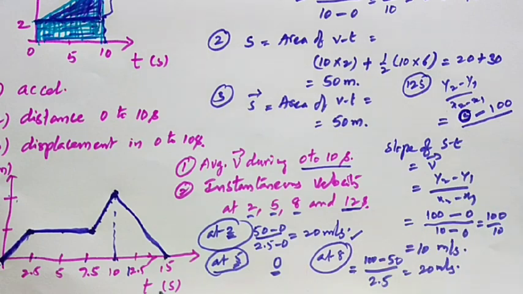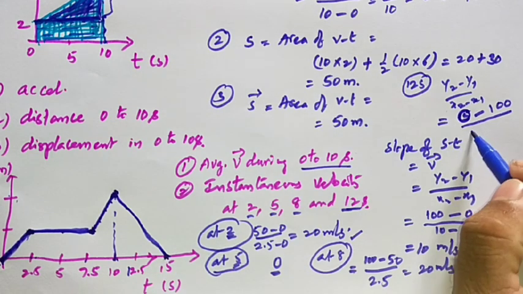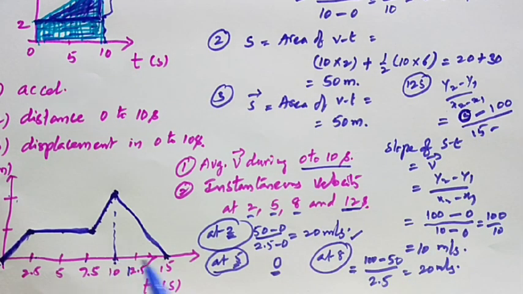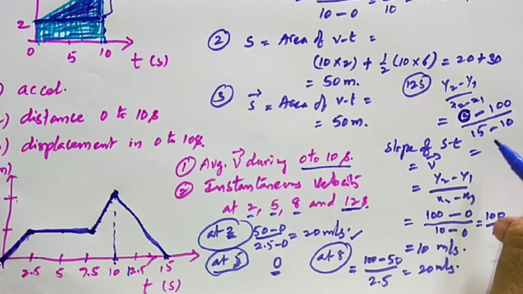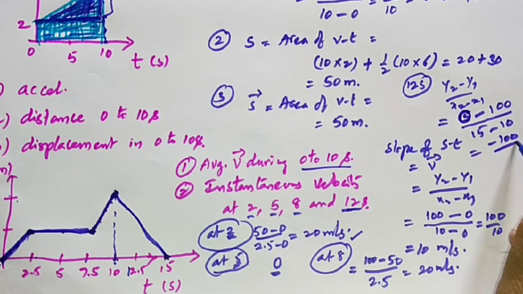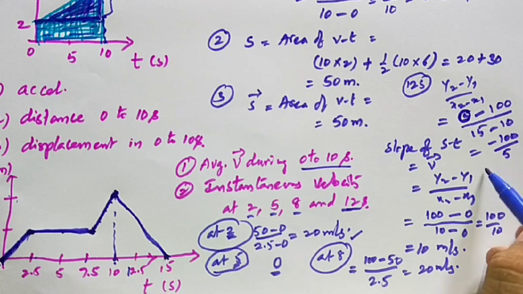What is the x2 value? 15 minus x1 value 10. Okay, this is how much? Minus 100 by how much? 5. That is how much? Minus 20 meter per second.